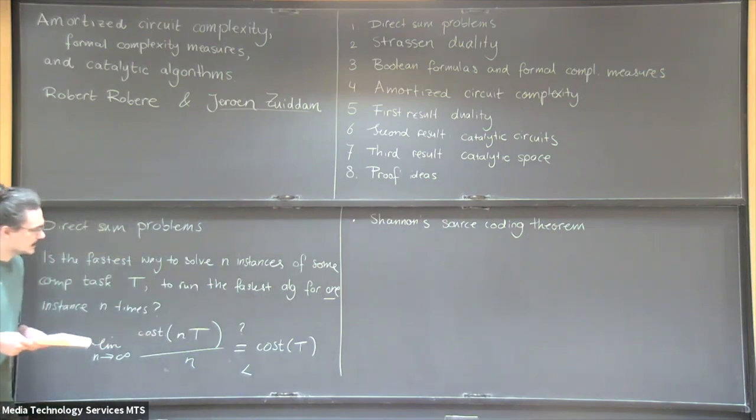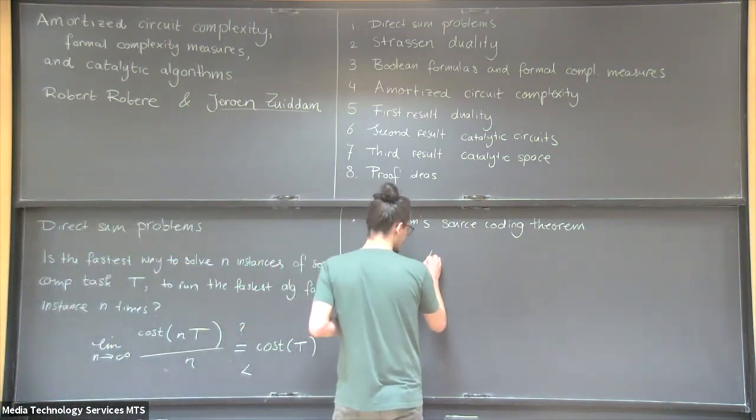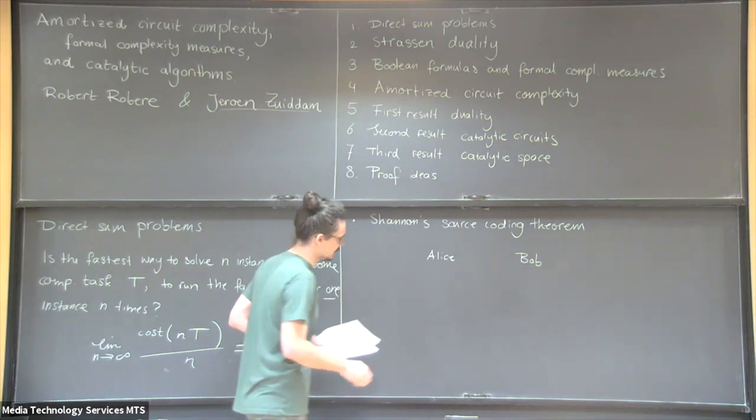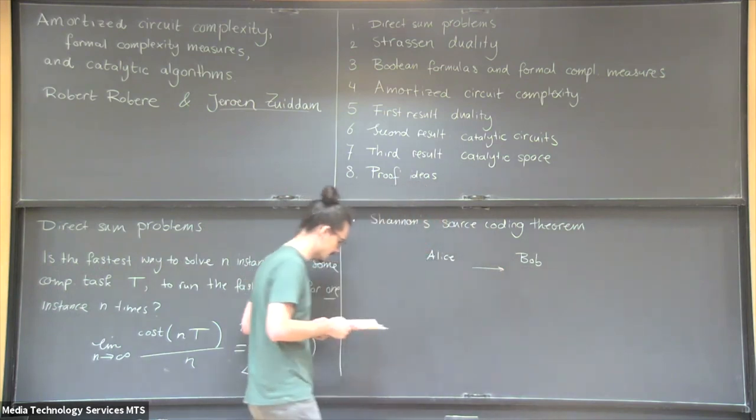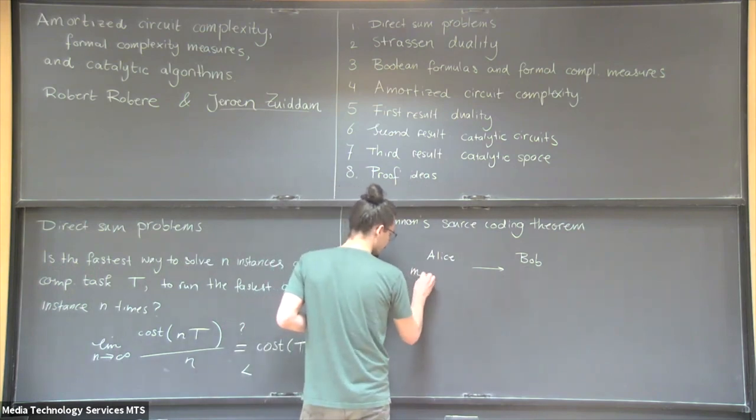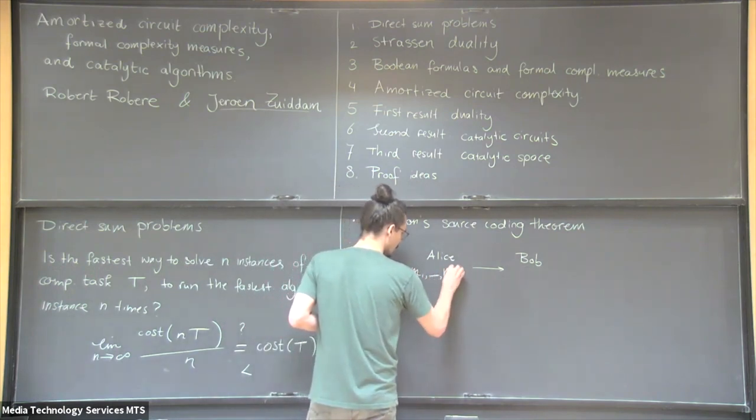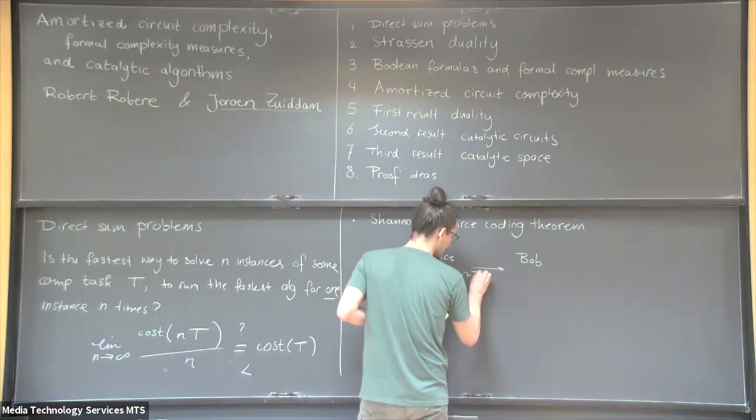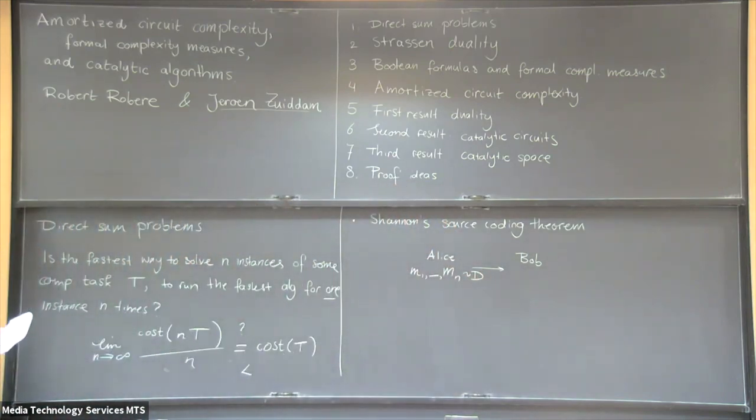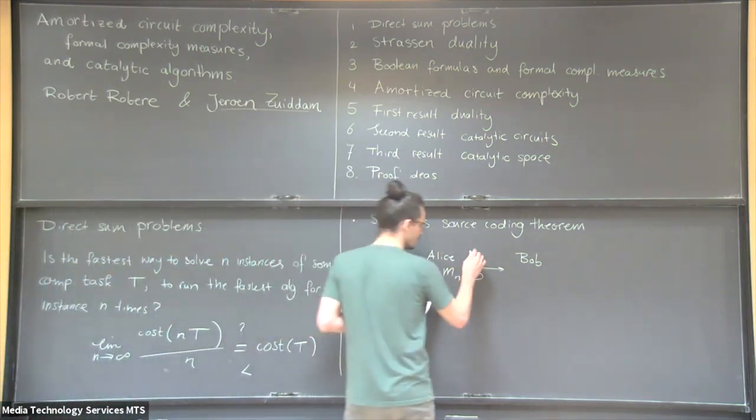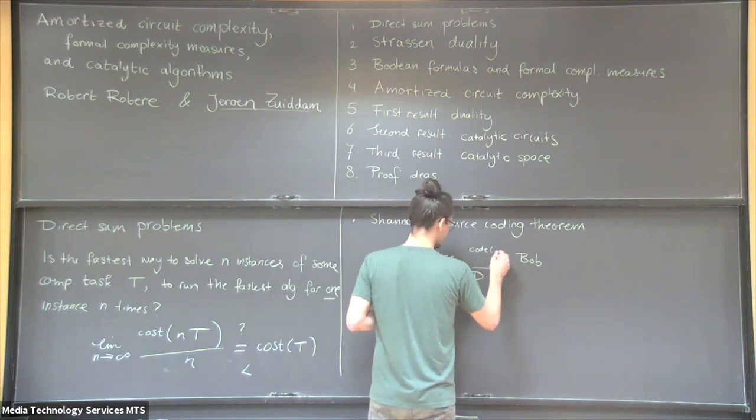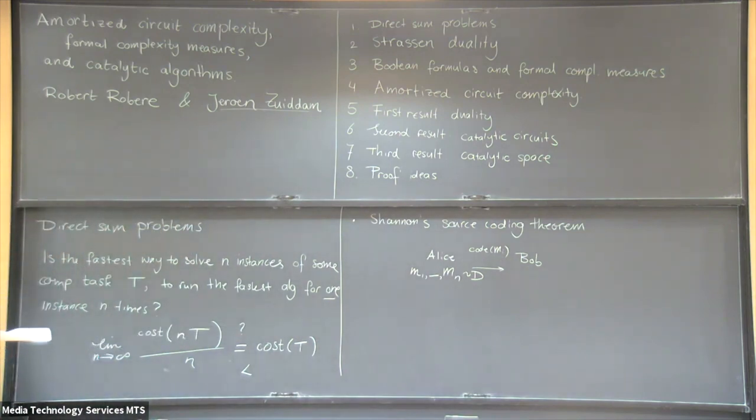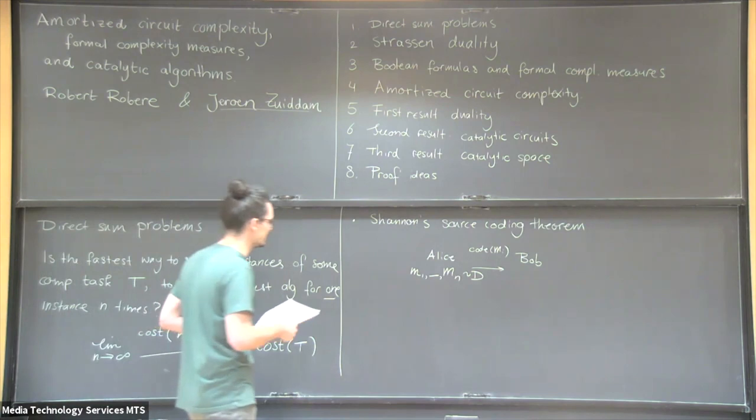Here, the task is for two players, Alice and Bob, to do the following. They have a channel over which they can send messages. Alice wants to send a whole bunch of messages, M1 up to MN, and they come IID with the same distribution D. She has to send them, and she can use some encoding to do this. The question is, what's the most efficient way of performing this task?